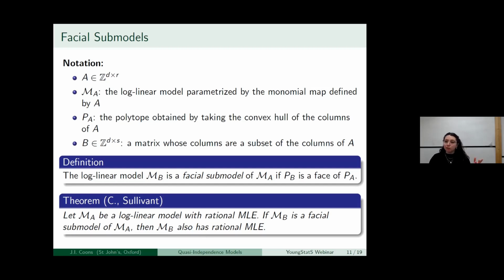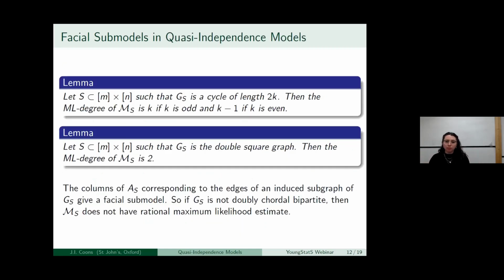And this is useful to provide obstructions to having rational MLE, because if I can find a facial submodel with higher ML degree, then that means the whole model needs to have higher ML degree. Okay, so how do we prove this?